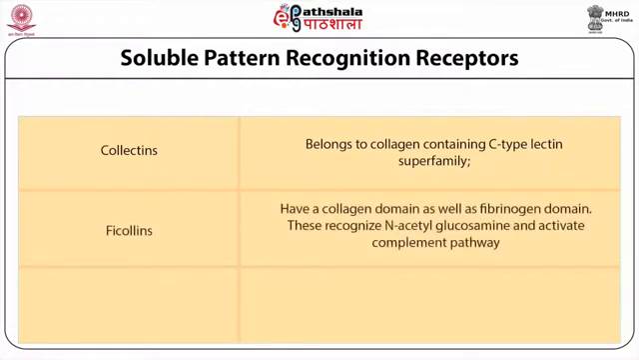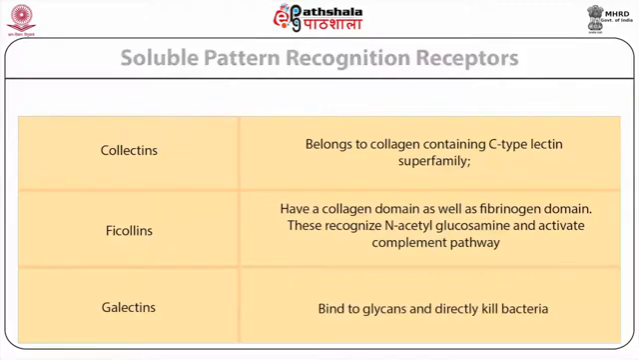Ficolins have a collagen domain as well as a fibrinogen domain. Essentially, these recognize N-acetyl glucosamine and activate the complement pathway, which we mentioned as another part of the innate immunity. Galactins bind to the glycans and directly kill bacteria.